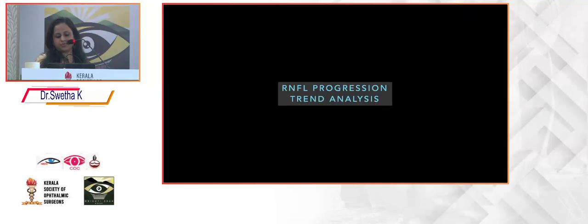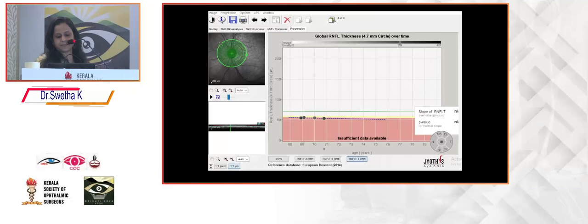Next is the RNFL progression trend analysis. Here you can see there should be a minimum of 3 examinations for us to have the trend line. But if you want to get the p-value and the trend, the rate of change, we need at least 5 examination values.